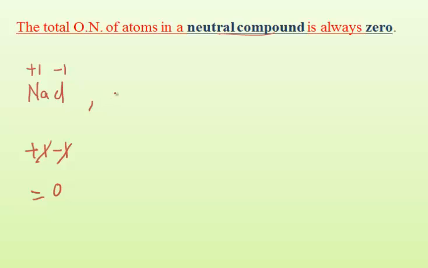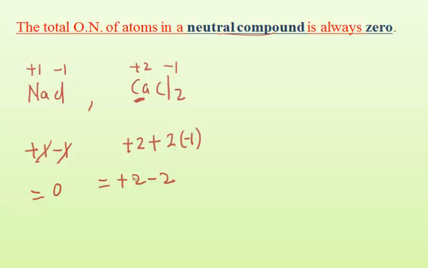We can have some more examples, one example is calcium chloride. Calcium has a +2 oxidation number and chlorine atom has -1 oxidation number. Now we can calculate the total oxidation number of atoms in calcium chloride. There is only one calcium atom. I put its oxidation number +2. There are two chlorine atoms. I put 2 in brackets. The oxidation number of chlorine atom is -1. Now we can do the calculation here. 2 times -1 is -2. +2 and -2 is equal to 0. We can say that the total oxidation number of a neutral compound calcium chloride is equal to 0.